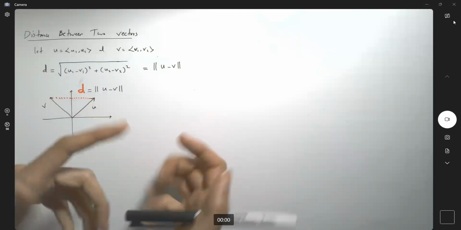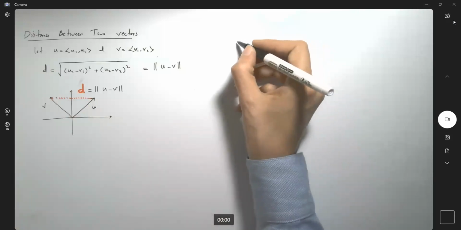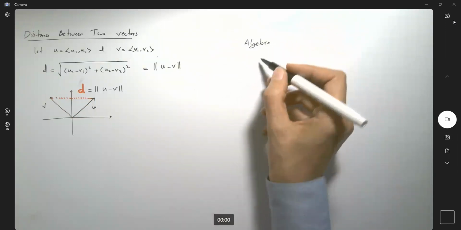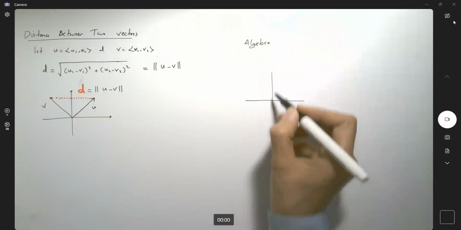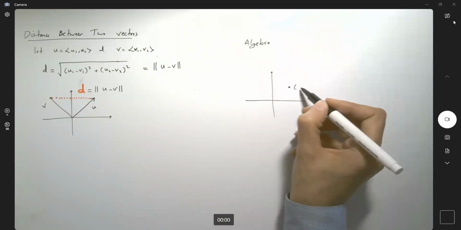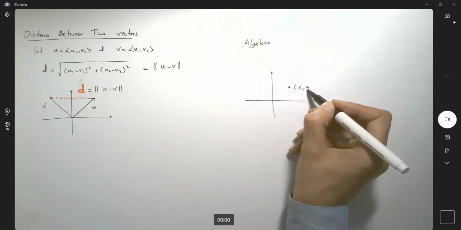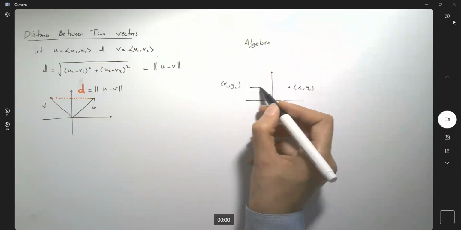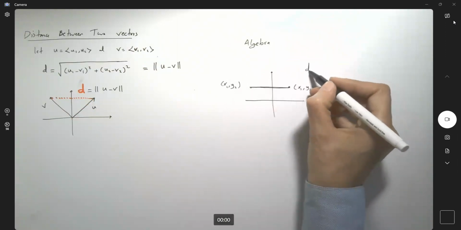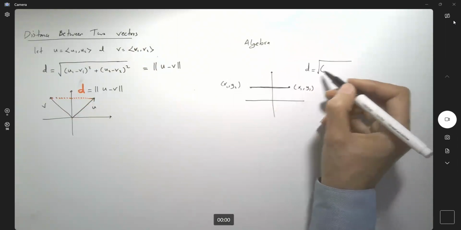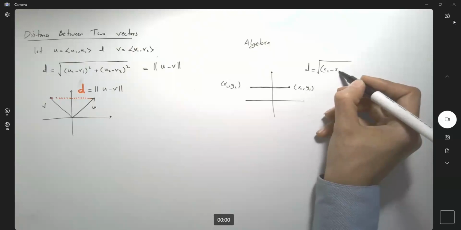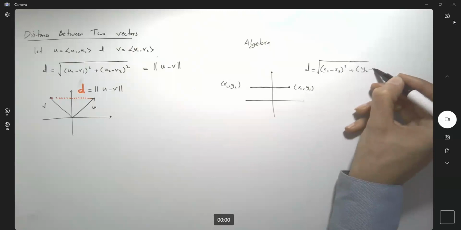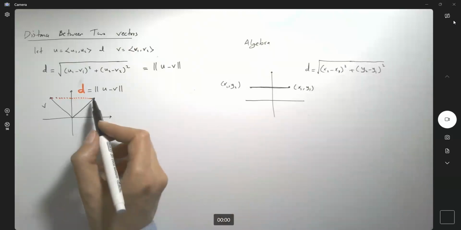This is similar to what you did in pre-calculus or algebra. You're saying that if you have, for example, two points, one point here, x1, y1, and the other point here, x2 and y2, you can find the distance between these two points. D is equal to the square root of the difference between x coordinates squared, plus the difference between y coordinates squared. So we are basically doing the same thing.